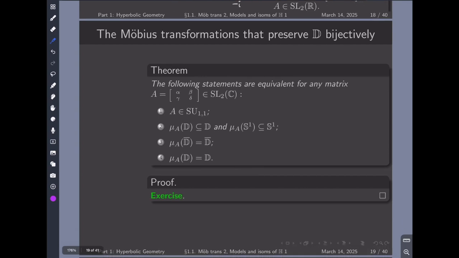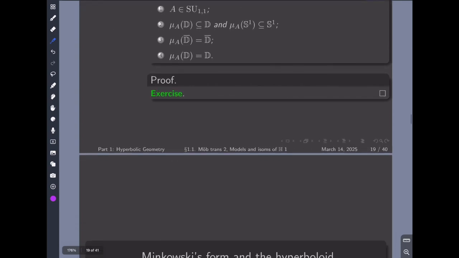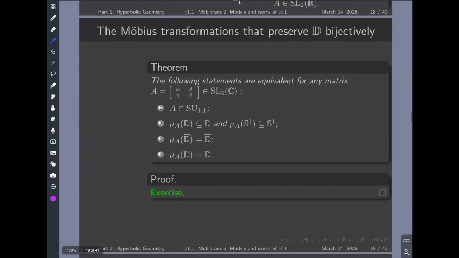Another stupid question. So how do I think of D bar? Because D bar is the closed disk, the closed unit disk. Okay, because the Poincare disk is the open disk. Yes, I see. Thanks.